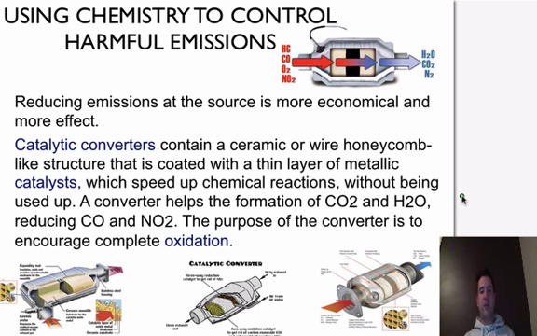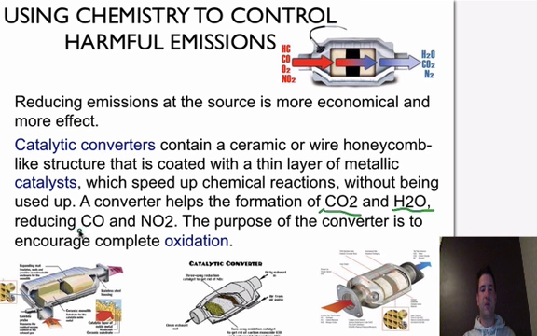So the converter helps the formation of carbon dioxide gas and hydrogen or H2O gas, so it's water vapor and carbon dioxide. And it's going to reduce carbon monoxide and nitrogen dioxide. And so you can see it's going to form these two. And carbon dioxide can actually be used, plants use it for the process of photosynthesis, and then they produce oxygen. But in excess, what we get is the greenhouse effect.